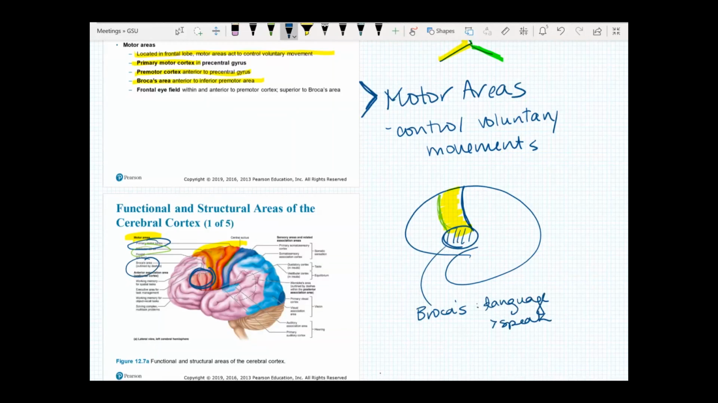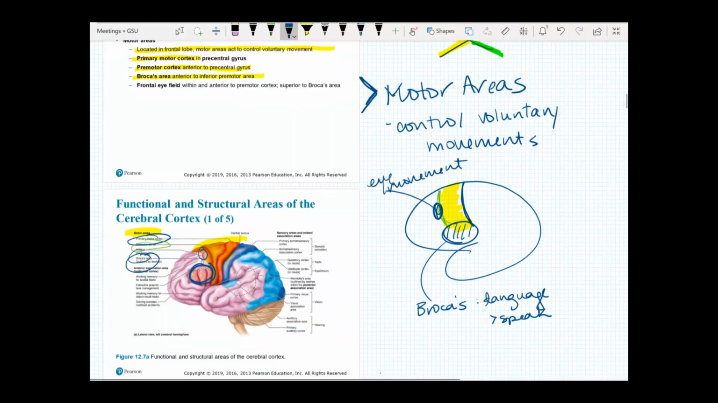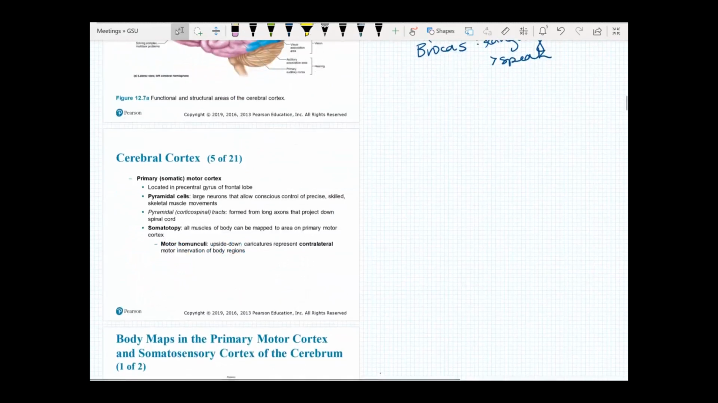And then there's also an area called your frontal eye field, which will be right about here, and that is going to control your eye movement. Again, this is skeletal muscle, so that's where you will control your eye movement, which is very important to who we are. Then inside that primary motor cortex that we talked about, a little bit more information: this is going to be the precentral gyrus of the frontal lobe.